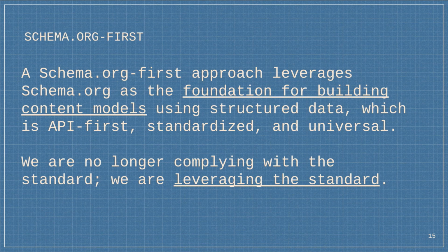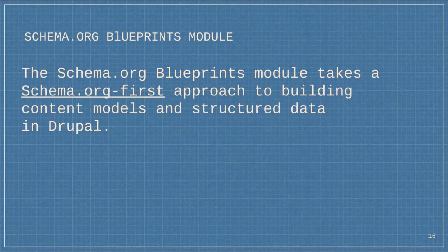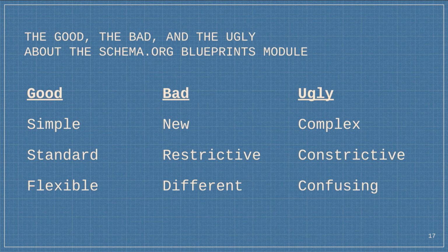And frankly, you'll see some other benefits from thinking about schema.org first, not trying to meet the standard, but just using the standard. And the Blueprints module is just taking a schema.org first approach for content models in Drupal. And I want to own some good, bad, and ugly. Look, we're leveraging a standard. Things can become a lot simpler. It's more flexible because you have a standard. You know where you're starting from.